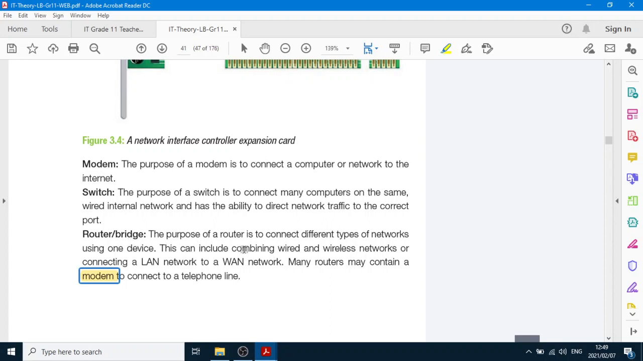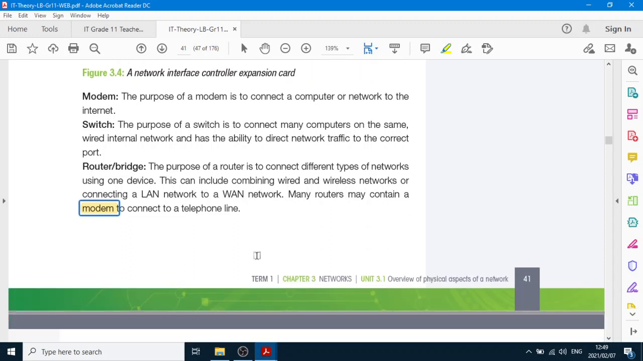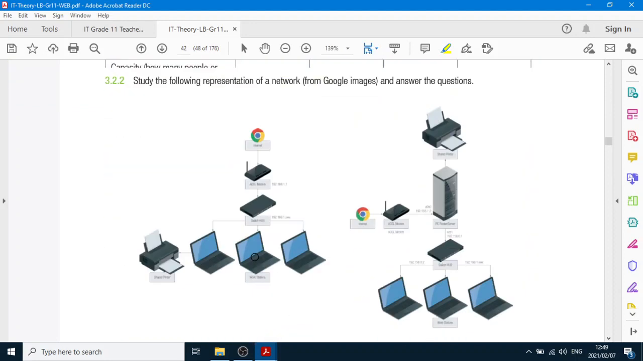But the router will take all the switches and connect all the switches together. So in other words, all the LANs are connecting to a wide area network, and it can be wired and wireless all come together, and then you can get onto the internet.